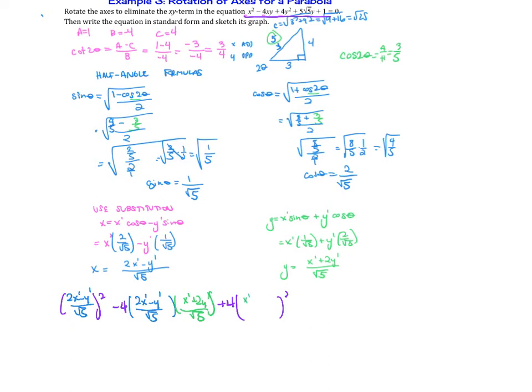So that is going to be (x' + 2y')/√5. Then we have our 5 plus 5 plus square root of 5 times our y. Our y is (x' + 2y')/√5. And then plus 1 equals 0.